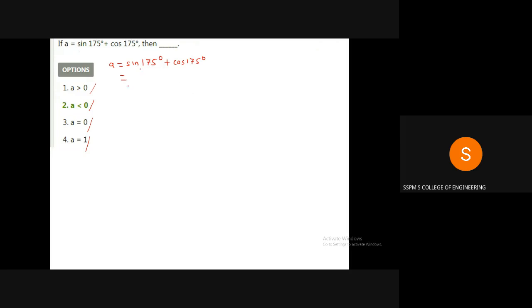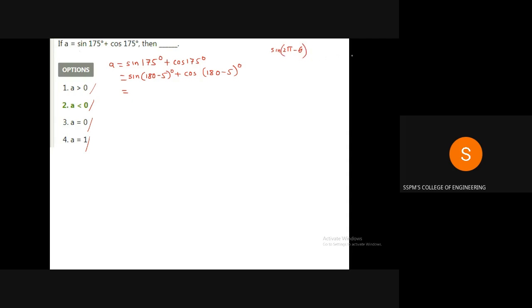So we will convert them to the nearest proper angle. Sine 175 is sine of 180 minus 5 degrees. Similarly, for cos 175, we can write cos of 180 minus 5 degrees. So instead of writing 175 degrees, we converted them to the nearest proper angle: pi, or pi by 2, or 2 pi. You have already seen this. What is sine of 2 pi minus theta?